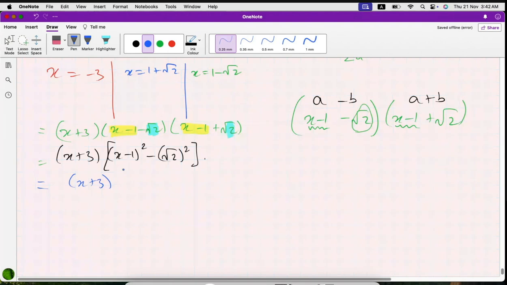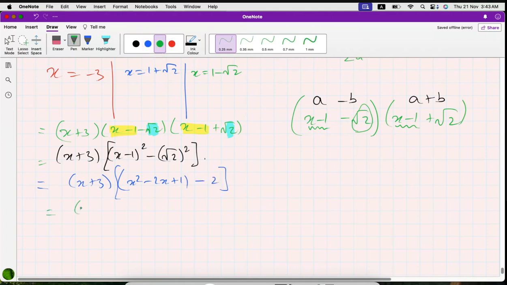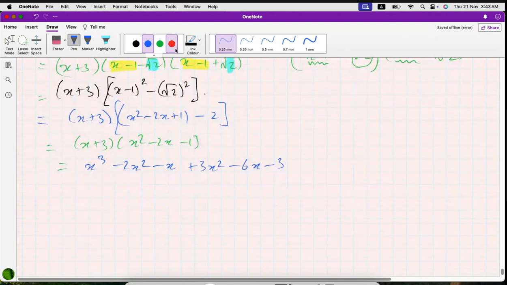So (x plus 3), a square is a square minus 2ab plus b square, and this is 2. So (x plus 3) into (x square minus 2x plus 1) minus 2 is minus 1. x cube minus 2x square minus x. Now with 3, plus 3x square minus 6x minus 3. x cube, square and square is plus x square. x and x is minus 7x minus 3.